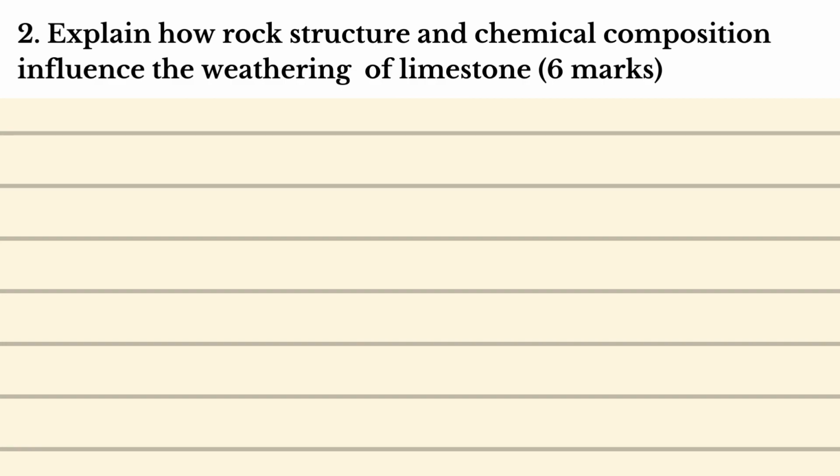So remember that limestone is composed of 50% or more calcium carbonate. And the purer the limestone, the greater is the rate of carbonation, because calcium carbonate is vulnerable to carbonic acid, right? In terms of the rock structure, the limestone has joints and bedding planes which allow water to enter, and this increases the surface area exposed to carbonation and therefore will increase the rate of carbonation.